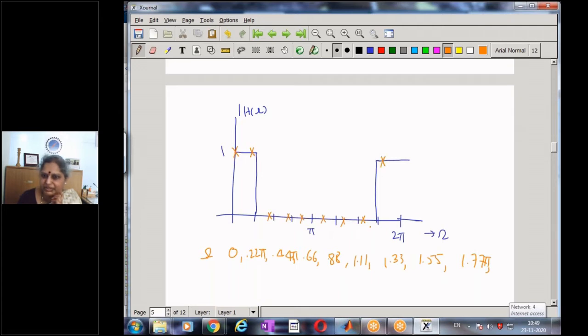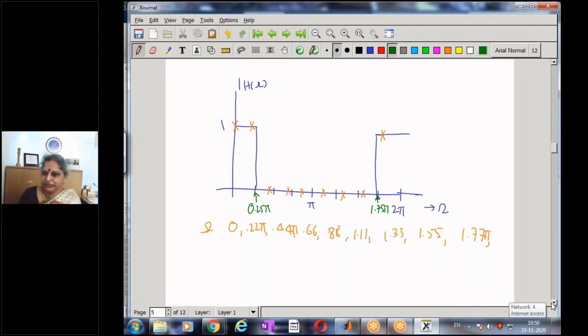1.77 pi is going to happen here because my cutoff is, if I write these values, this value is 0.25 pi, and this value is 1.75 pi. So 1.75 pi is this value. I mean, my pass band is in this area. So 1.77 pi is going to be here. So these are my 9 samples of my H of k, the magnitude response.